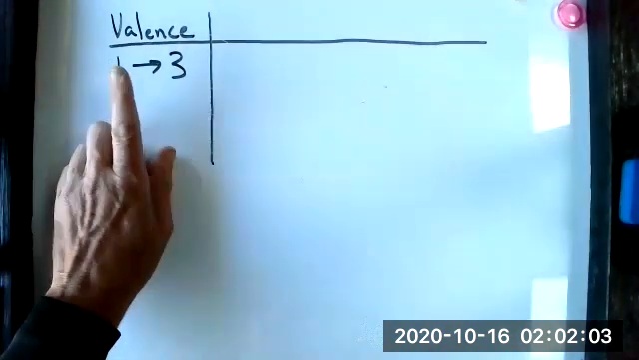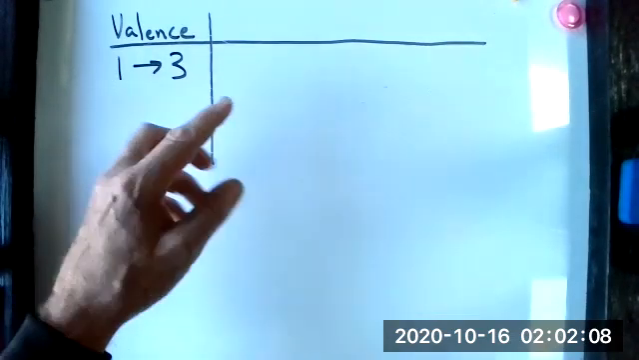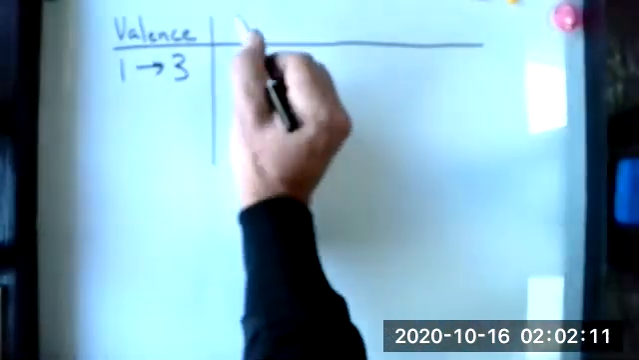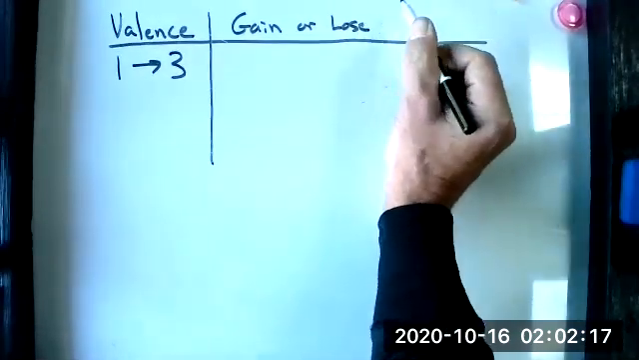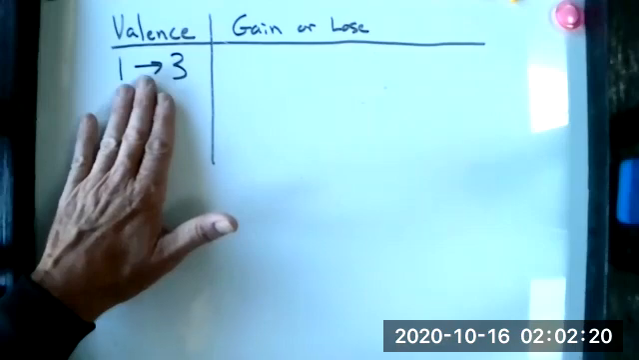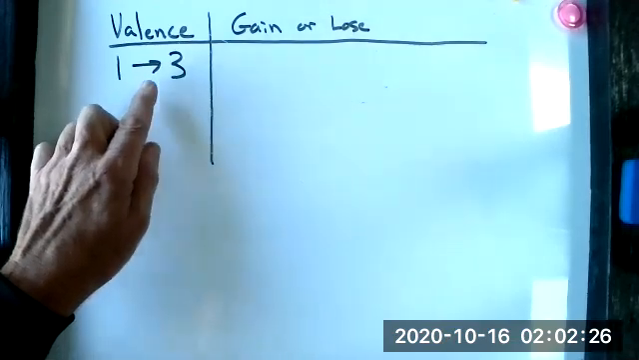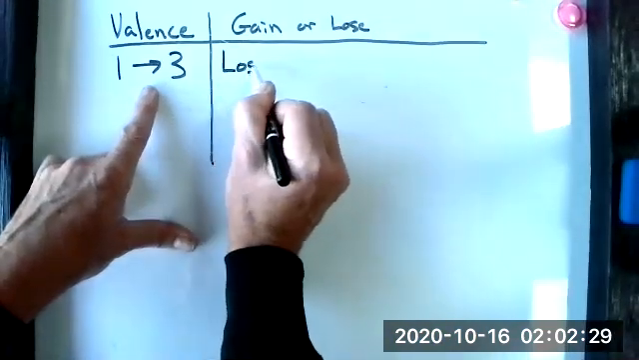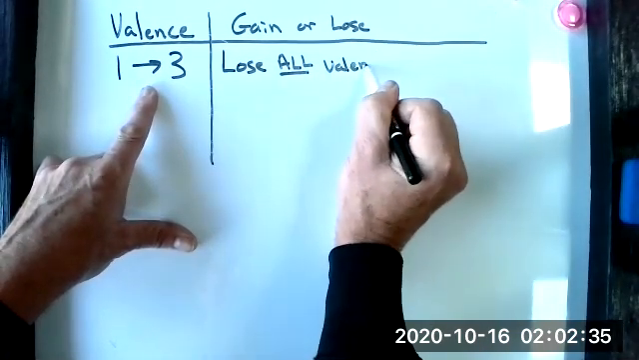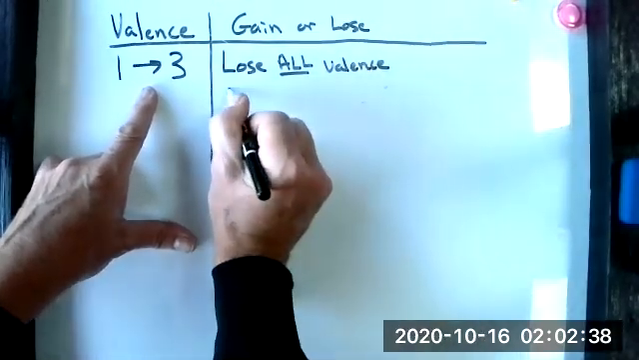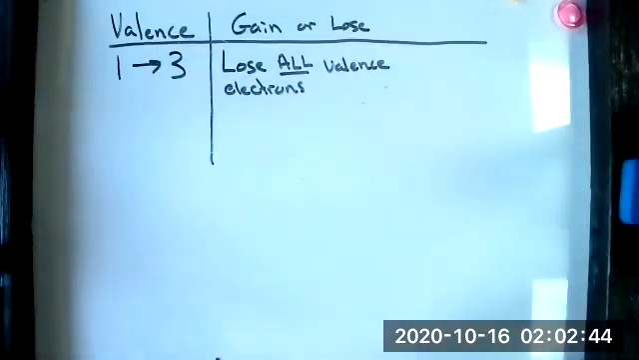If an atom has a valence that ranges between 1 and 3, remember, there's only two options. Do they gain or do they lose? Well, when they're in this range, like I just showed you for sodium, and I told you sodium would lose electrons, that's what these atoms will do. They lose all valence electrons. They lose them all. They'll chuck them all.